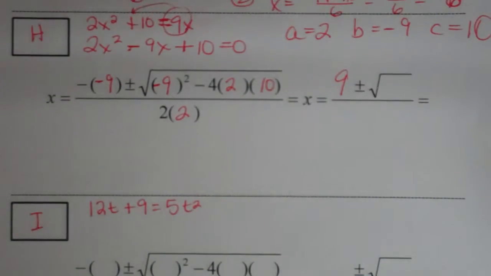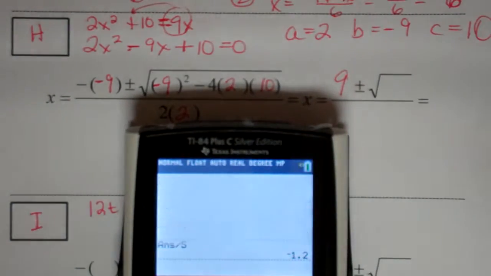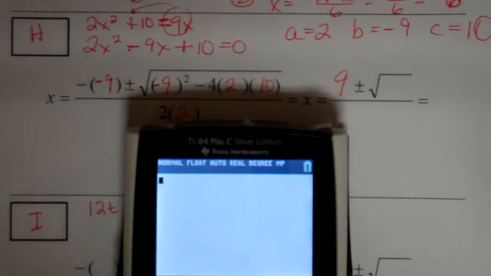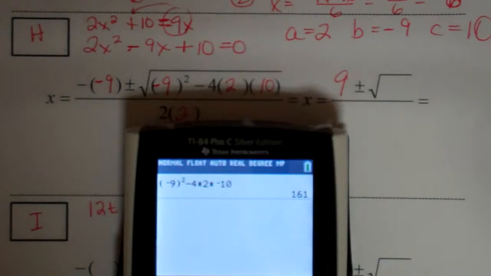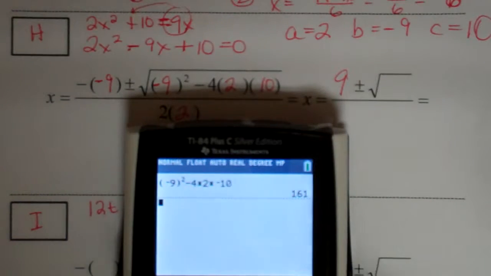Okay, we're going to put all this other stuff in the calculator, and we're going to go parenthesis, negative 9 squared minus 4 times 2 times negative 10, and I got 161. That does not look right. 4 times 2 times, oh, that's C. I'm a negative adder instead of a negative dropper. Shame on me. Okay, let me try that again.